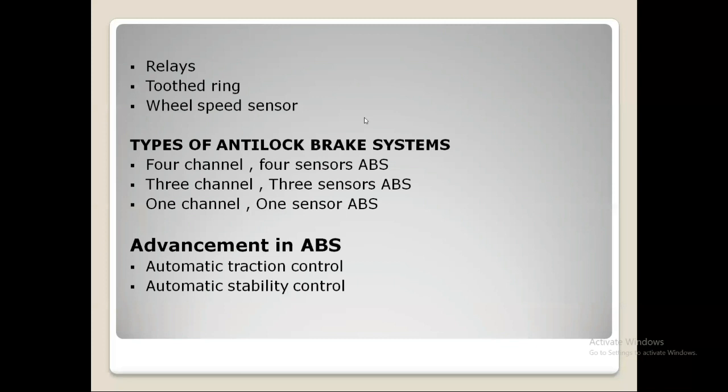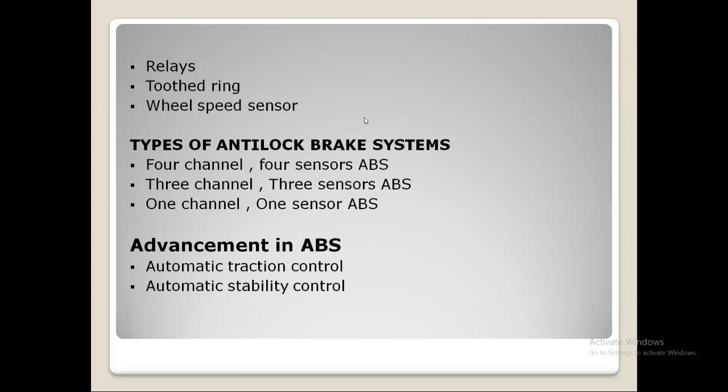And then we'll go for the 3-channel, 3-sensor ABS. This setup is commonly found on pickup trucks with four-wheel ABS. It has a speed sensor and a valve for each of the front wheels, with one valve and one sensor for both rear wheels. The speed sensor for the rear wheels is located in the rear axle. So this is one type.